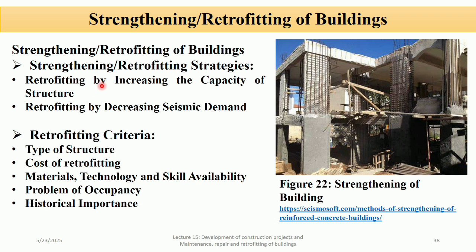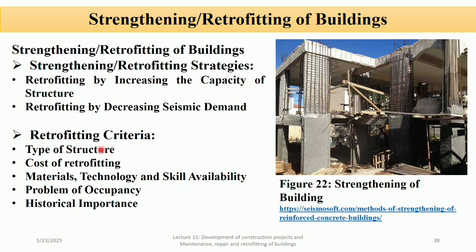For example, adding steel braces, concrete jackets or shear walls. And retrofitting by decreasing seismic demands. This means reducing the amount of force the building has to resist during an earthquake. For example, base isolators, which reduce vibration, adding dampers, which absorb shocks, or making the building more flexible.